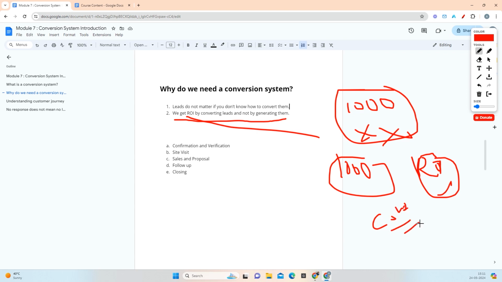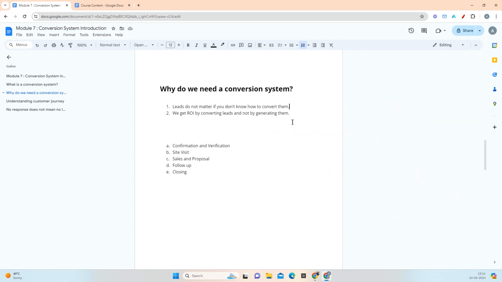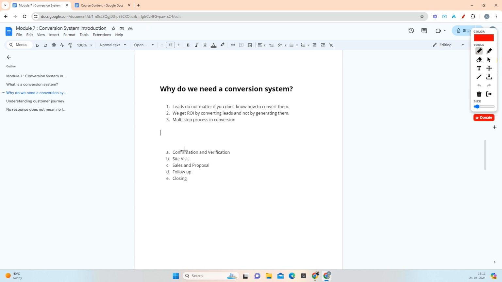And the last point why we need a conversion system is because of the multi-step process. Okay, I'll write it down over here. Multi-step process in conversion. Now, what do I mean by a multi-step process? Okay, let's say you generate a lead online. The first step after generating a lead online is calling to confirm whether the lead has filled out an inquiry genuinely and do a verification for that.